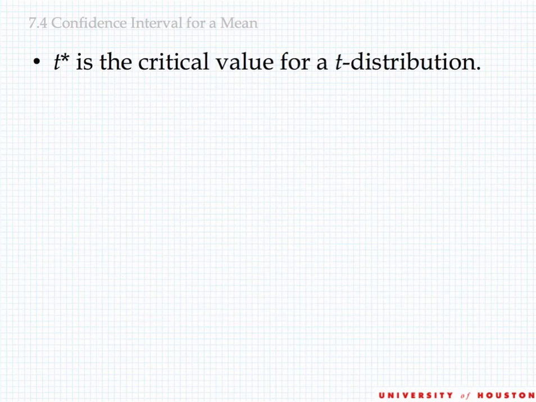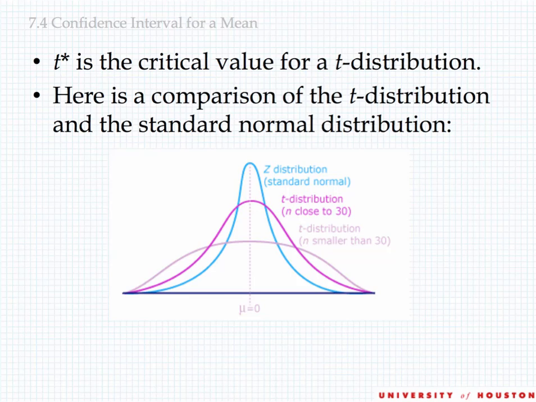So t star comes from a t distribution, but what is a t distribution? It's bell-shaped like a normal distribution, but it's not quite the same. So the blue represents our standard normal z distribution. T, as we have more and more degrees of freedom, or larger and larger n's, becomes closer to normal, but smaller values of n flatten it out.